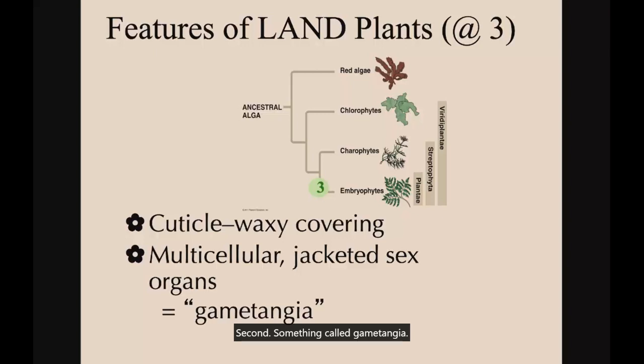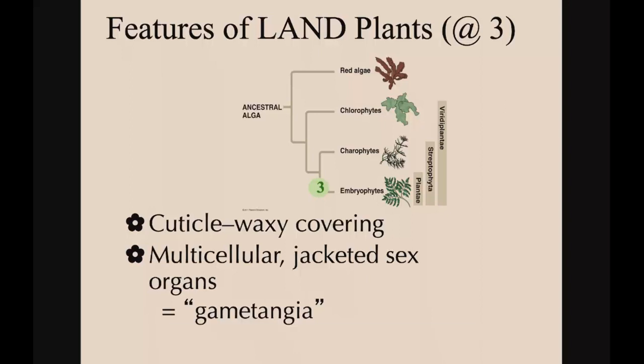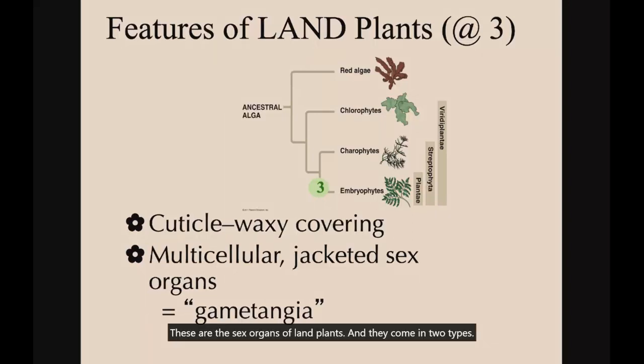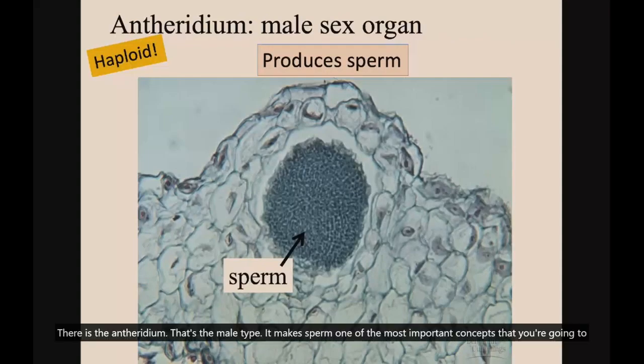something called gametangia. These are multicellular sex organs that have a set of sterile cells around them, and inside they make the gametes. So this set of sterile cells is why they're called jacketed. The important part is that they're multicellular and that they're called gametangia. These are the sex organs of land plants, and they come in two types. There is the antheridium. That's the male type.